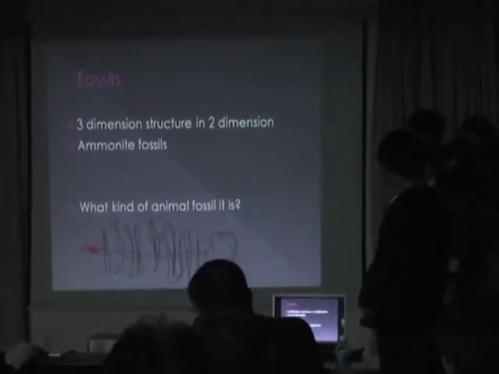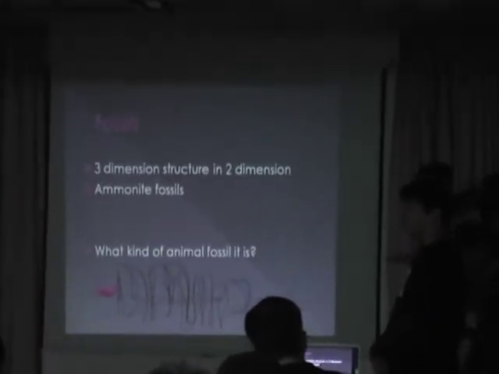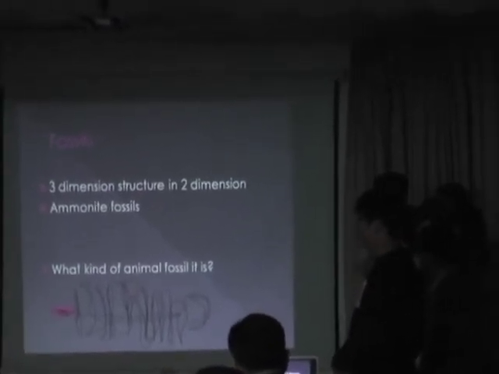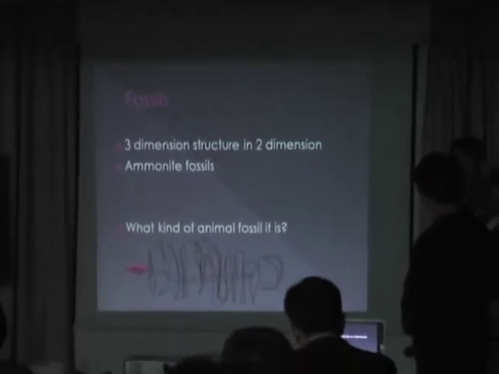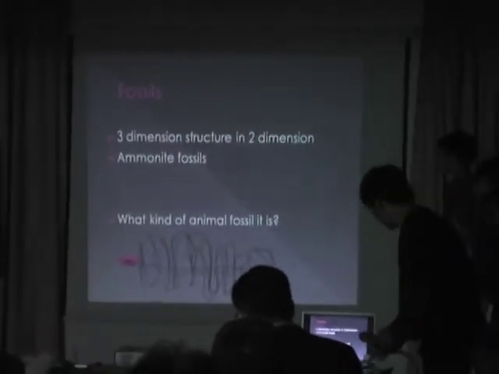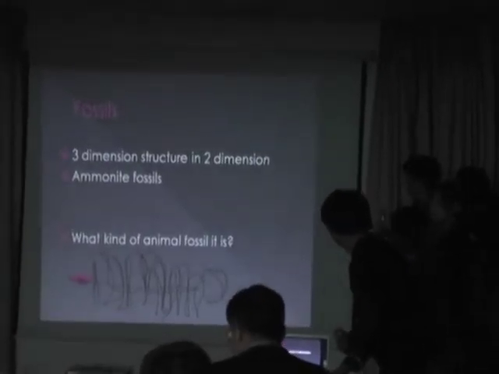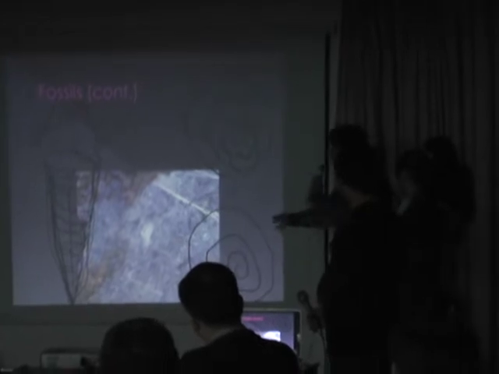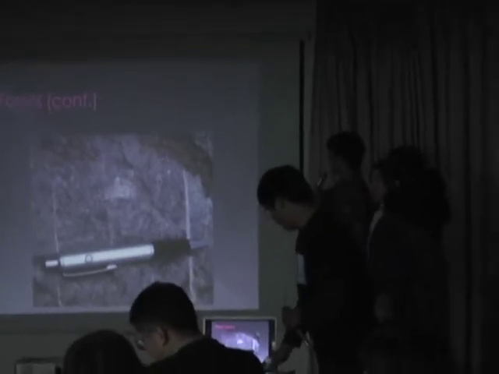We can interpret which is the upper part and which is the lower part, and as other groups already said, the depositional environment and what kind of energy and stress were there. There are many things that we can interpret from fossils, and we can also find a lot of things from fossils, especially the ammonite fossils. This is the fossil we saw yesterday, but it's a pity that we have no time, so maybe we can skip it. This is also a fossil we saw yesterday.